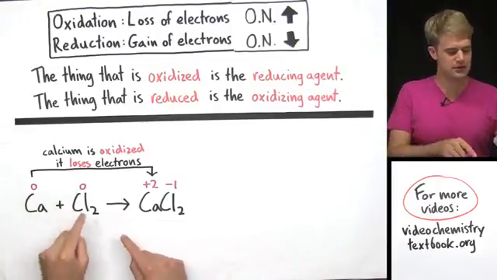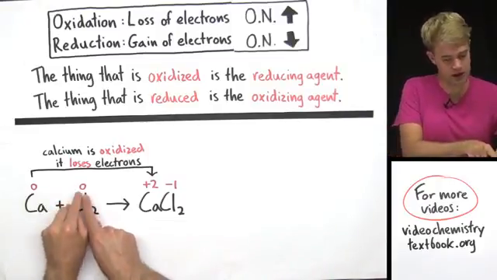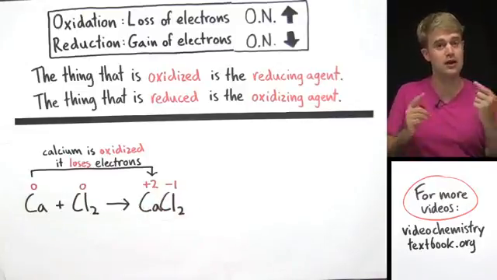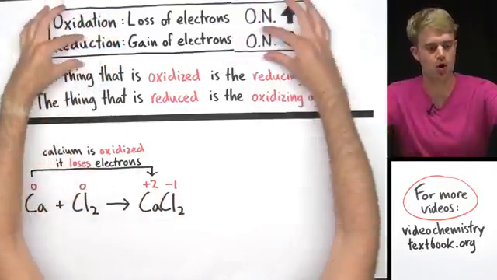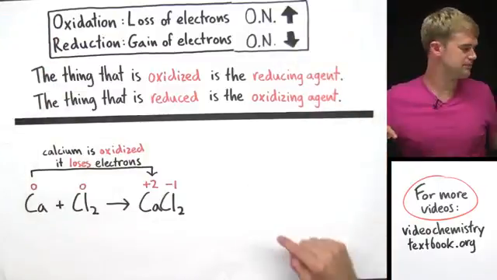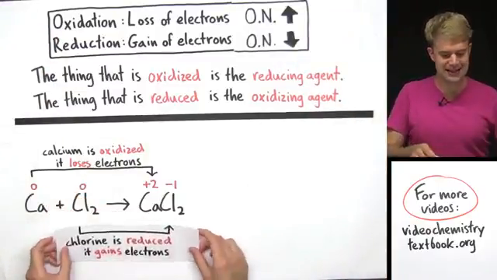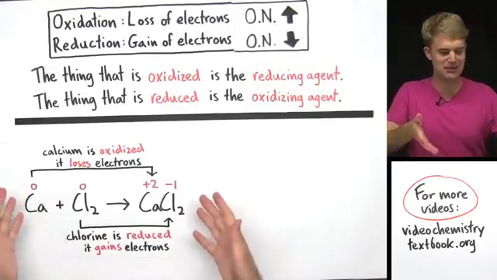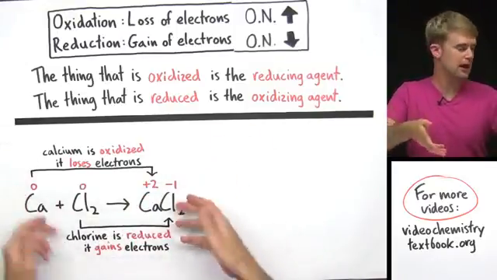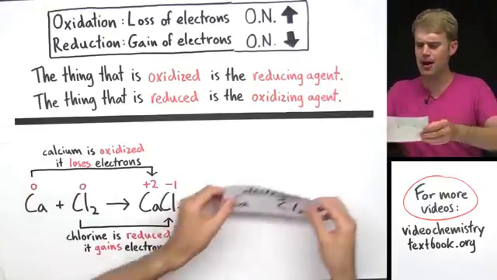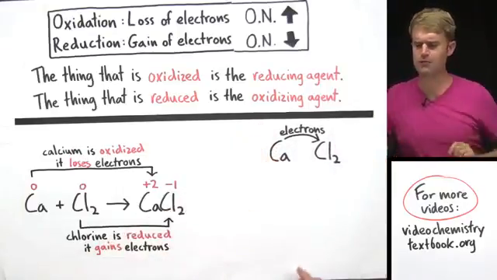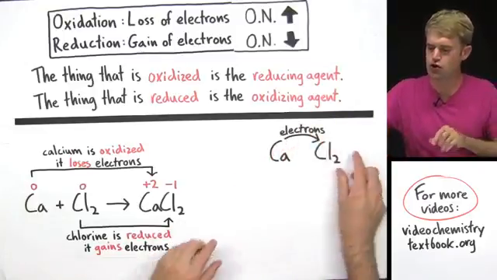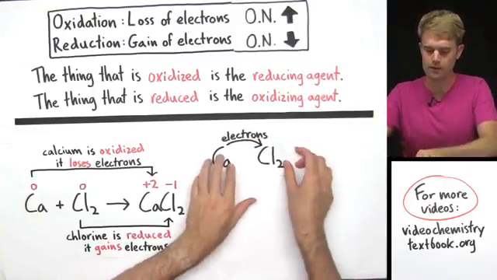Then on the other hand, we have Cl2, chlorine here. Chlorine is 0 here, but it's -1 on this side of the equation. So its oxidation number is going down, which means that it is being reduced. It is gaining electrons, okay? So that's what's happening with movement of electrons in this reaction here. And we can sum it up with a simple little diagram like this, okay? That electrons are being transferred from calcium to chlorine.